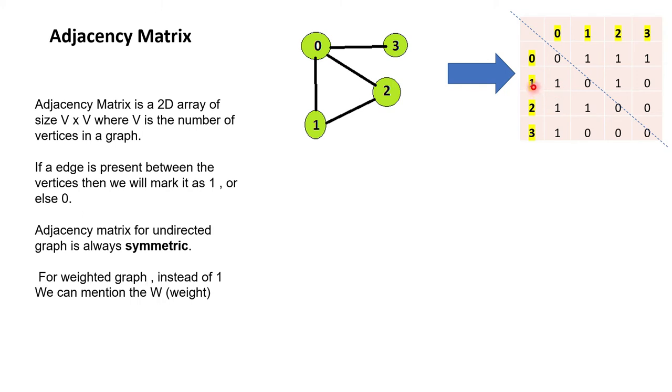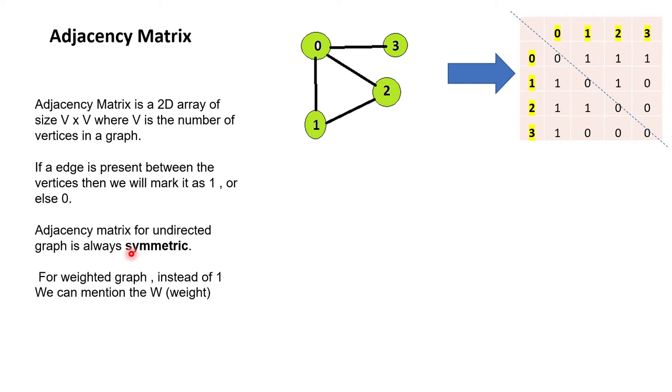Here, for 1 to 0 I have an entry of 1, and for 0 to 1 I have the same entry. In the same way, 2 to 0 is 1, and 0 to 2 is 1. That way both sides are similar. That's why it is said that the adjacency matrix for an undirected graph is always symmetric.